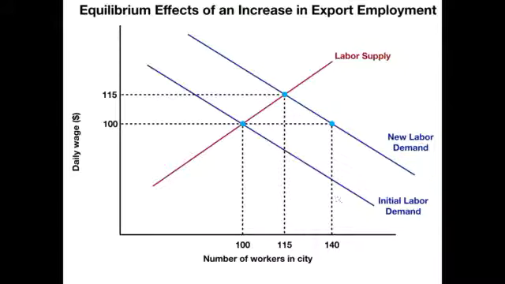Because of the new demand for labor, firms are going to want to hire more people than are available at that wage rate or willing to work at that wage rate. So the wage rate will slowly creep upwards until we get to the new equilibrium point. And this is an equilibrium because the quantity of labor supplied at $115 a day is equal to the quantity of labor demanded at $115.